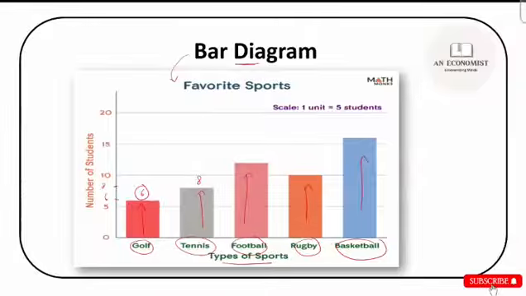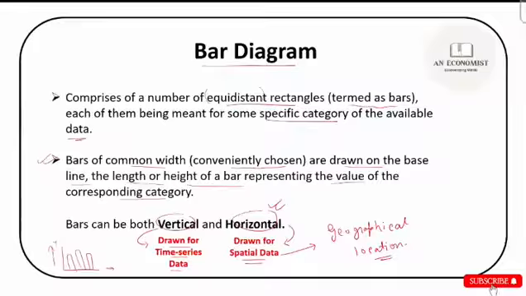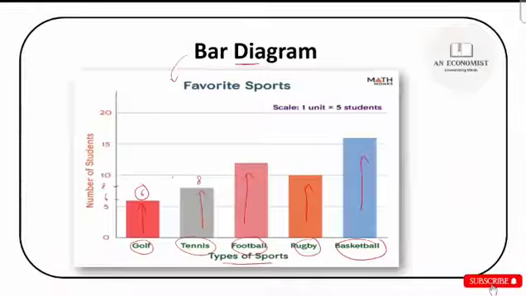So that is why I have written here that the length or the height of the bar represents the value of the corresponding category. This is the significance, or the essence, of a bar diagram. And here you have to mention the scale, that 1 unit is 5 students. Here on the horizontal axis you have equidistant bars, so the scale is not that important because you are giving equal distance between each of the bars.